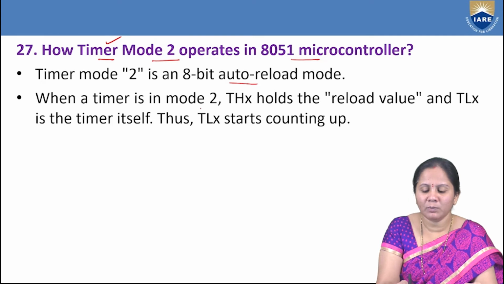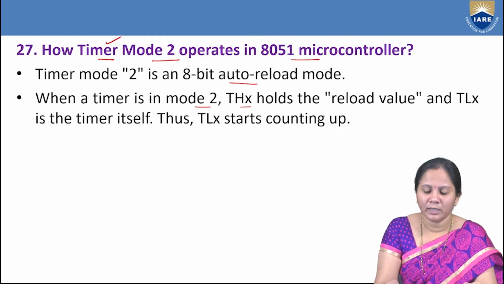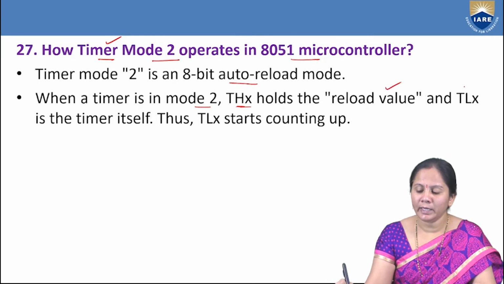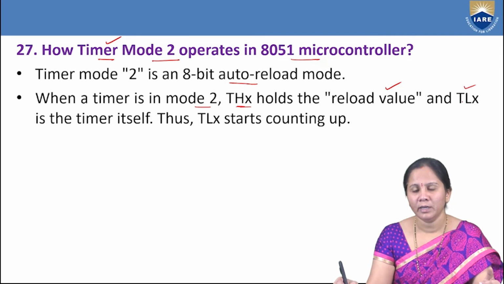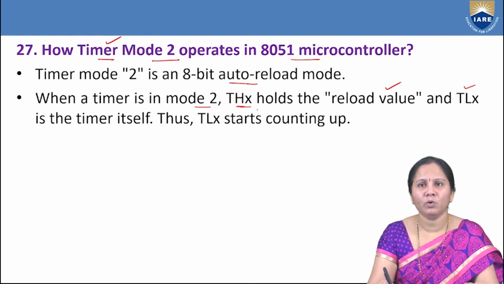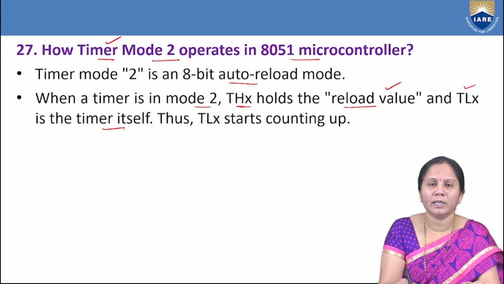So when the timer is in mode 2, THx, that is timer, H stands for higher, holds the reload value, and TLx, so TL stands for lower order 8 bits, and TH stands for higher order 8 bits. So when it is operating in mode 2, the TH value holds the reload value, whereas the TL value is the timer value.